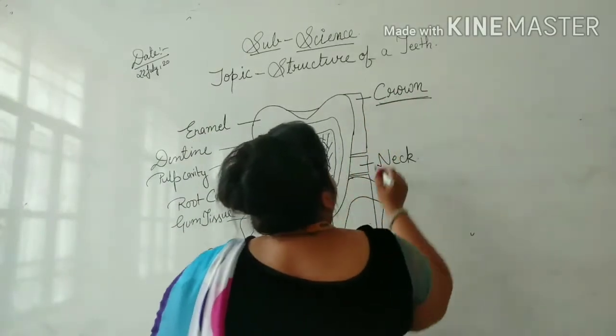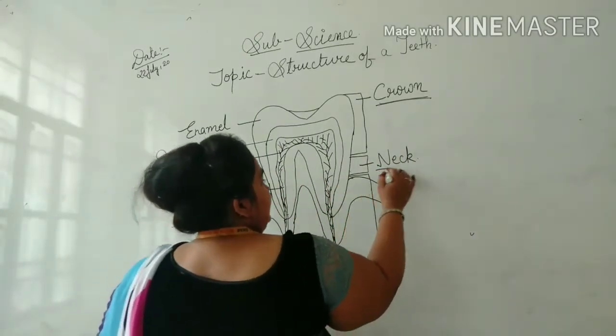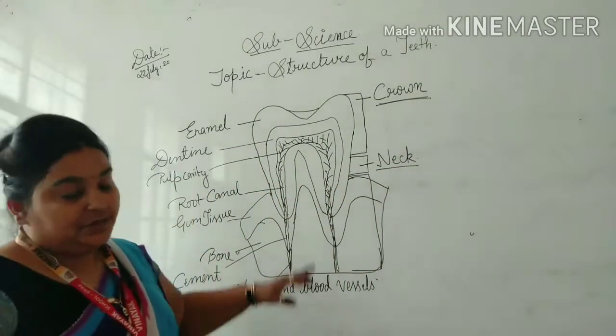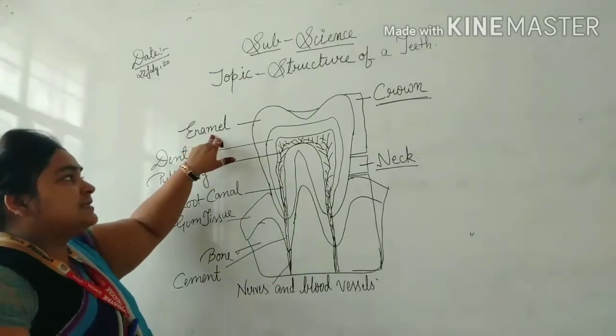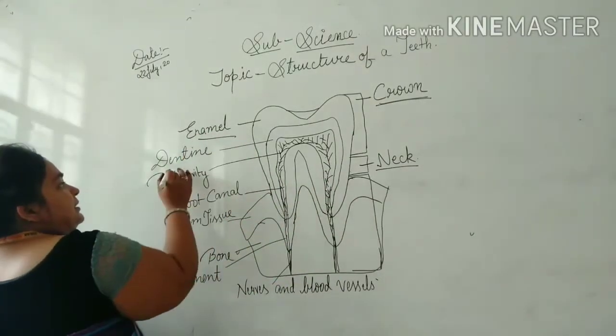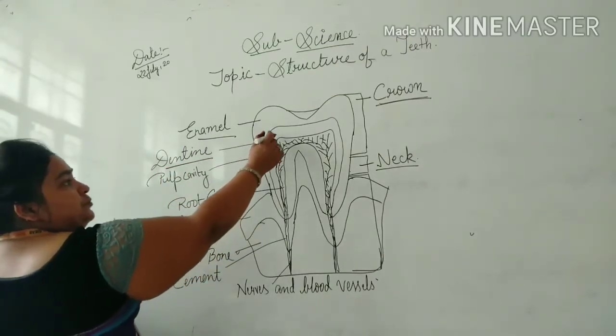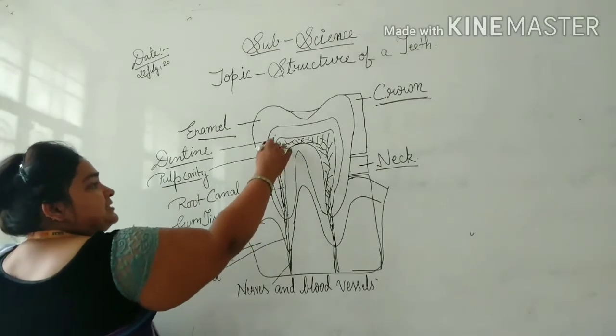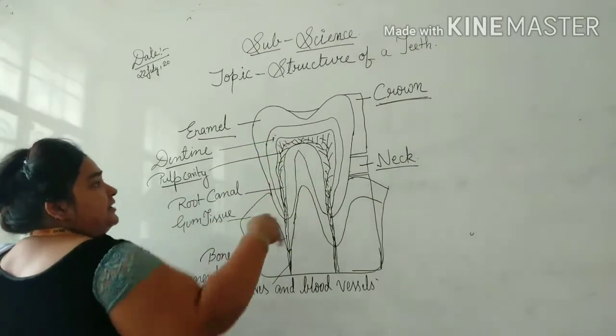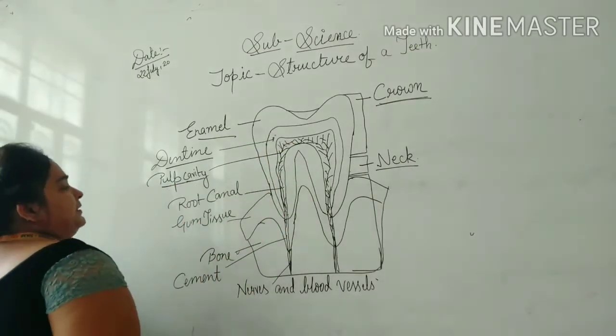The over portion is the crown. This one is the neck, which comes in between. Now on the other side, this portion is dentine. This one is dentine. It's the pulp cavity, as it is filled with fluid. The fluid fills this pulp, so it's called the pulp cavity.